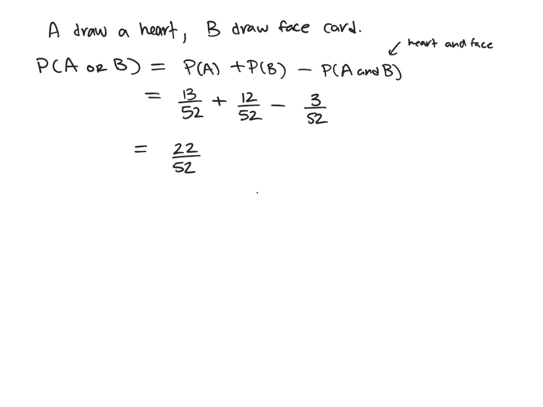We did that one last time, didn't we? Except that what we did instead of saying 12 out of 52, we took away the 3 we'd already counted, right? So that's how you do that problem using this rule that we learned today. Okay, which you could then reduce to 11/26, right?